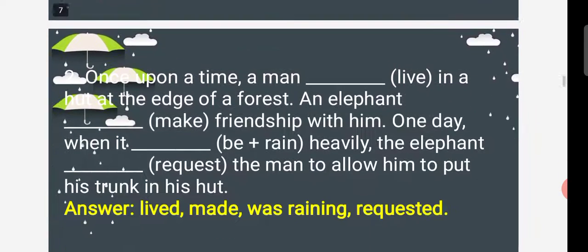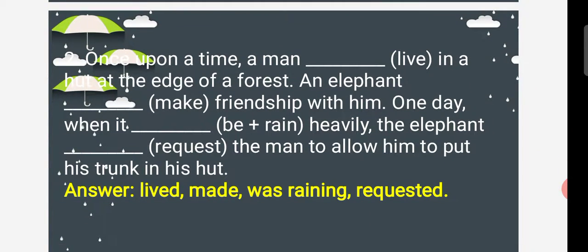Next question. Once upon a time, a man live. Again, this had taken place in the past. So you have to change all the verbs to past tense. Live, past tense is lived. A man lived in a hut at the edge of a forest. An elephant, make, past tense is made, friendship with him.